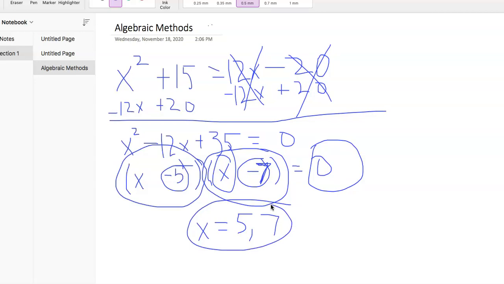And then if you want, you can go ahead and plug it back into the equation at the top just to make sure that you got it right. But either of those will work out just fine. Okay, that is algebraic methods.